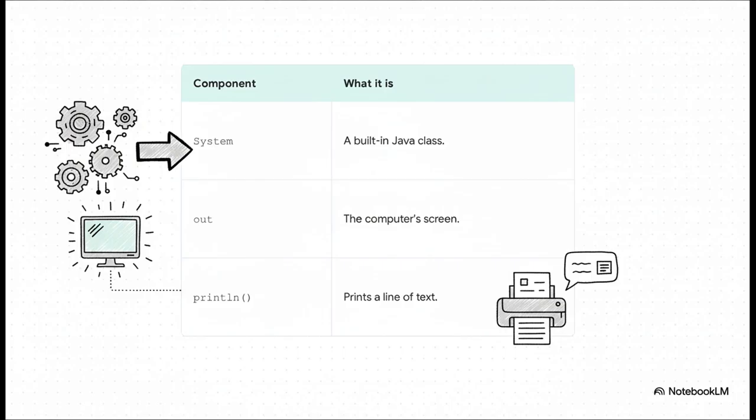System is basically telling Java, hey, I need to use one of your built-in tools. The tool we want is out, which is just a fancy name for the standard output, your screen. And finally, println is the action. It literally means print a line. And what are we telling it to print? Whatever is inside those parentheses and quotes.